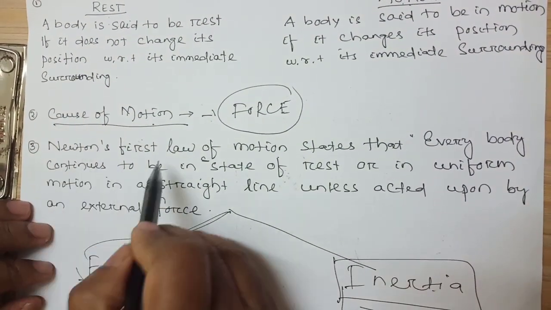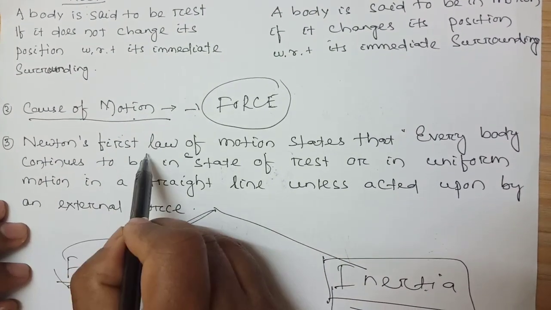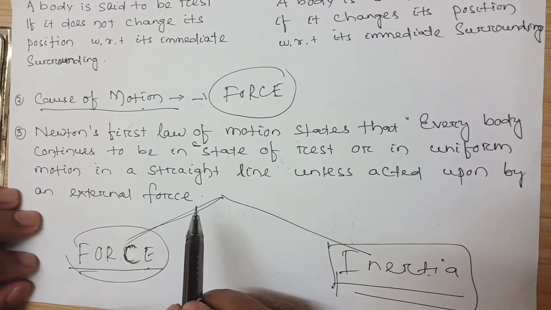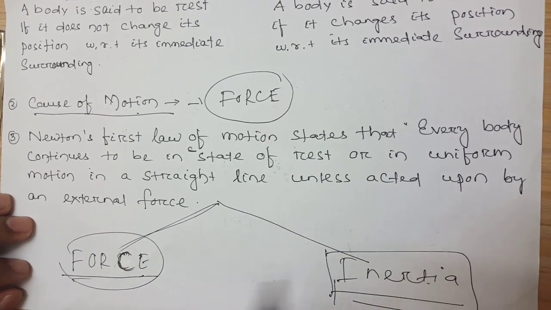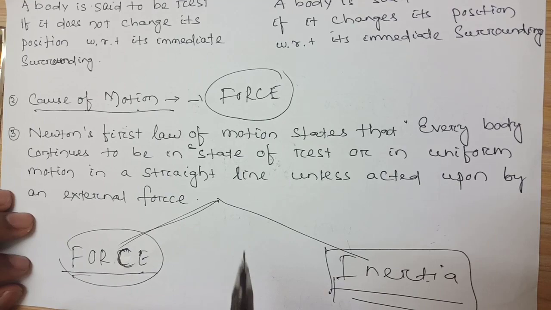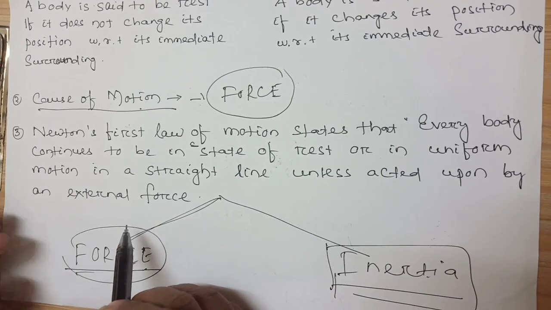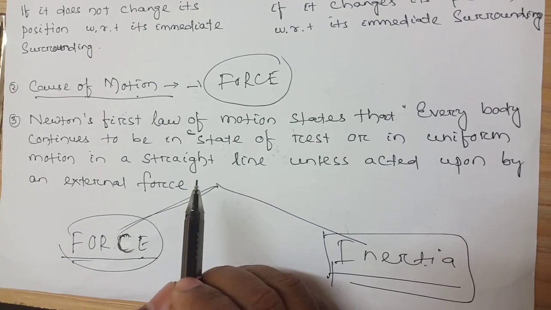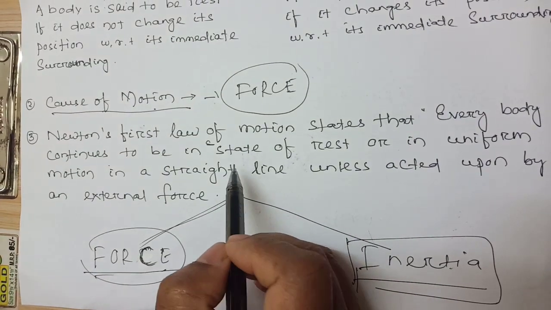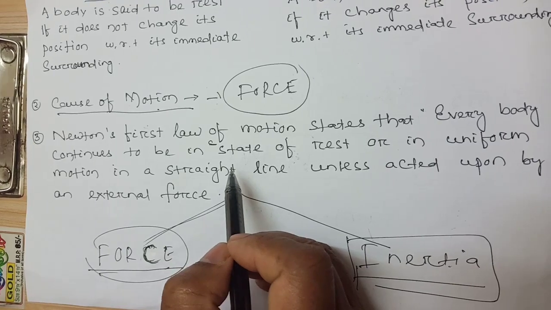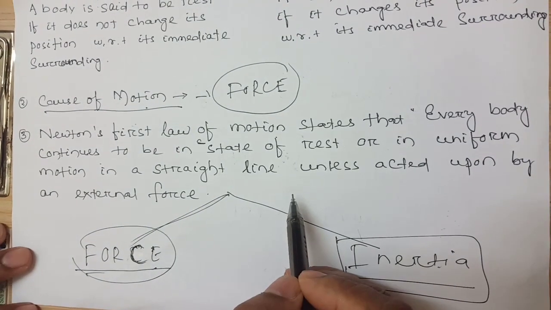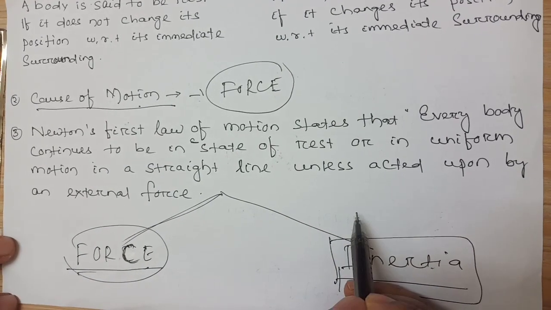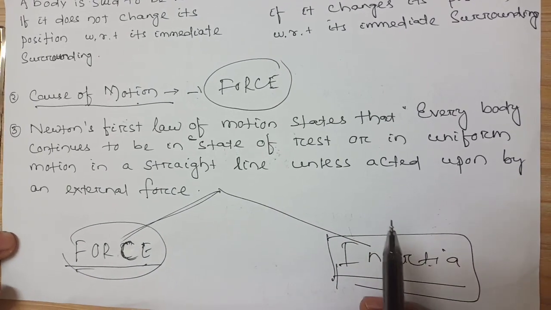Now come to Newton's first law of motion. It states that every body continues to be in its state of rest or of uniform motion in a straight line unless acted upon by an external force. How to understand this? If a body is at rest, it continues in the state of rest unless an external force is applied. If a body is in motion, it continues in its state of motion unless a force is applied to it.